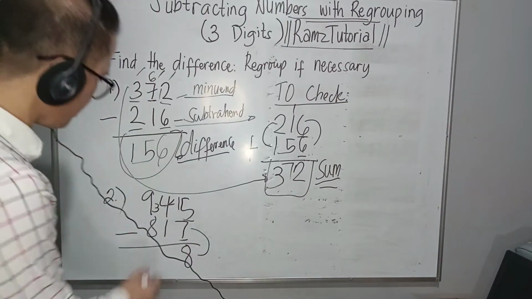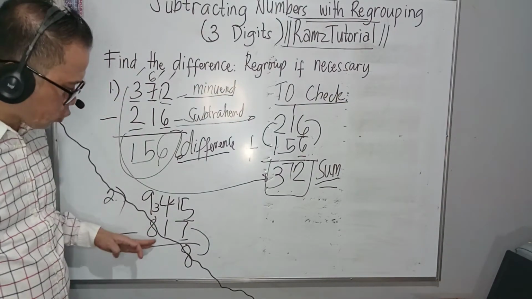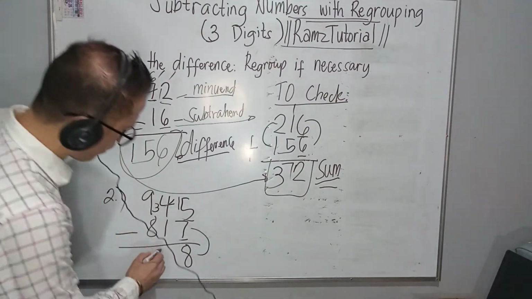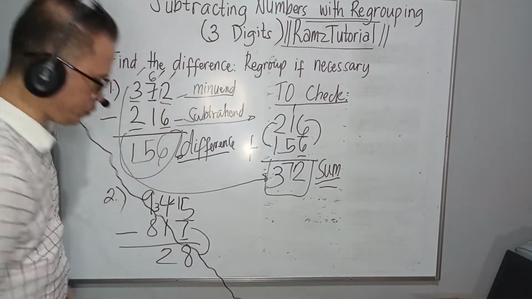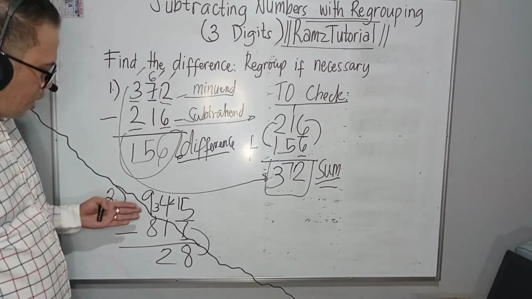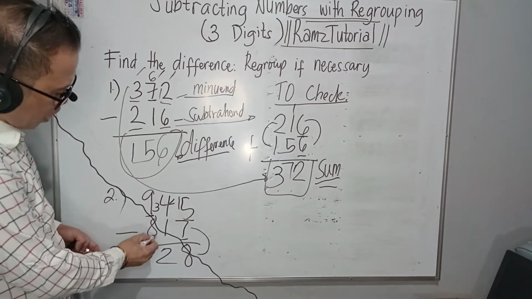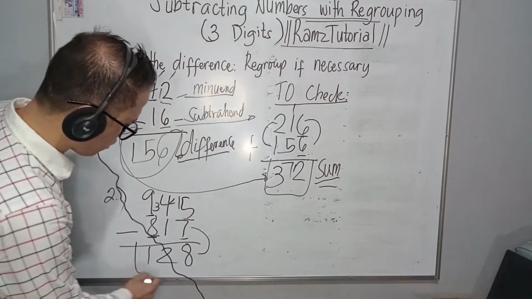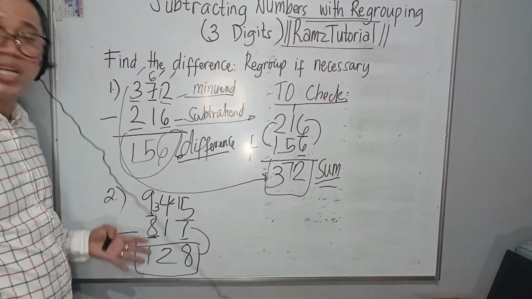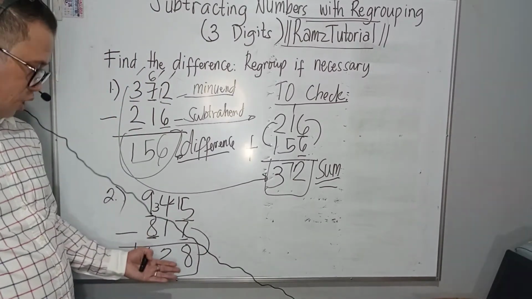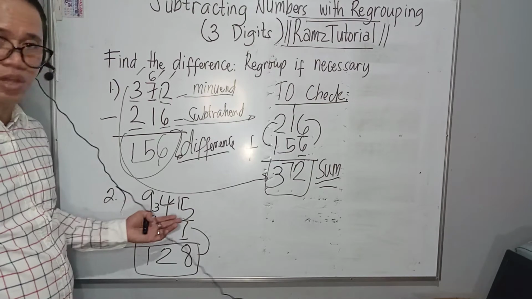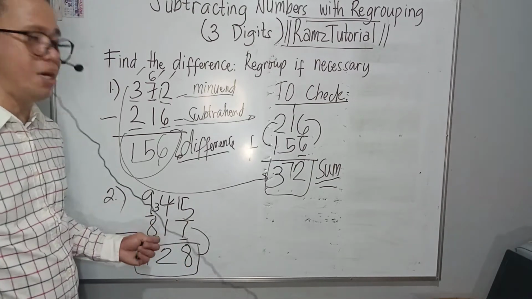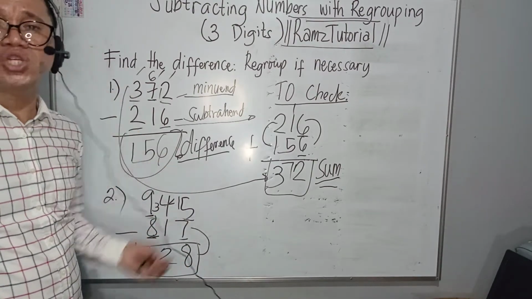Now let's continue, guys. 3 minus 1, so it can be, so we write here 2. Next, 9 minus 8. Since 9 is greater than 8, we write here 1. So our difference is 128 and our subtrahend is 817. We are going to check it by using the addition method.